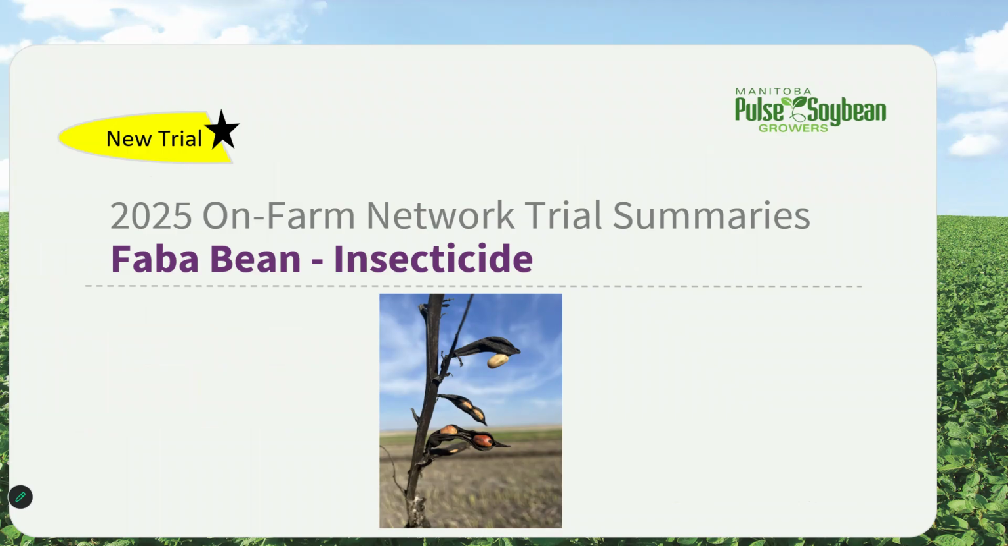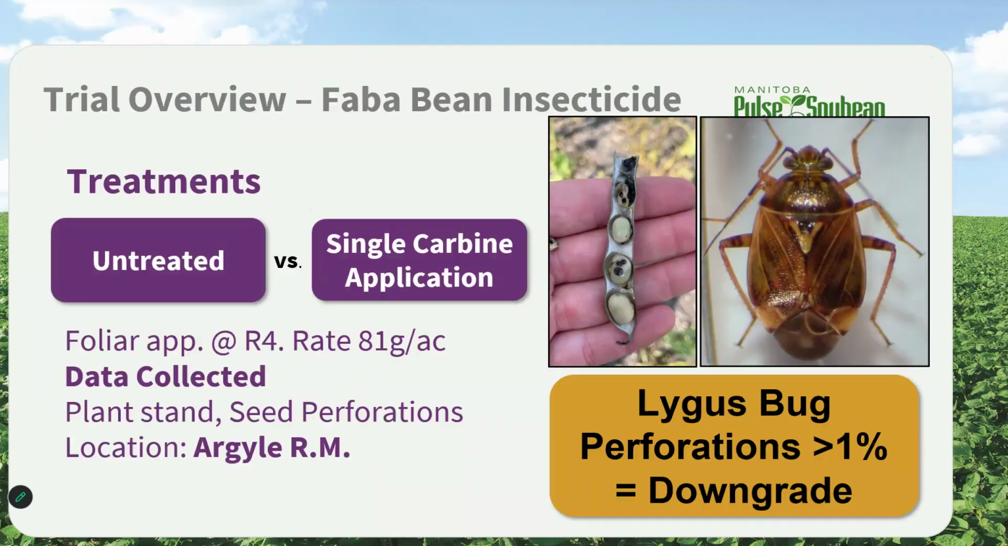So the last trial I'll go over now is the fava bean insecticide trial that we had in 2025. This was also a new trial for us, and we looked at controlling lygus bugs. The background here is that lygus bugs generally don't limit fava bean yield, but lygus bugs do pierce pods, and that's shown in the picture on the left here, which downgrades the seed, and the grain will be less valuable.